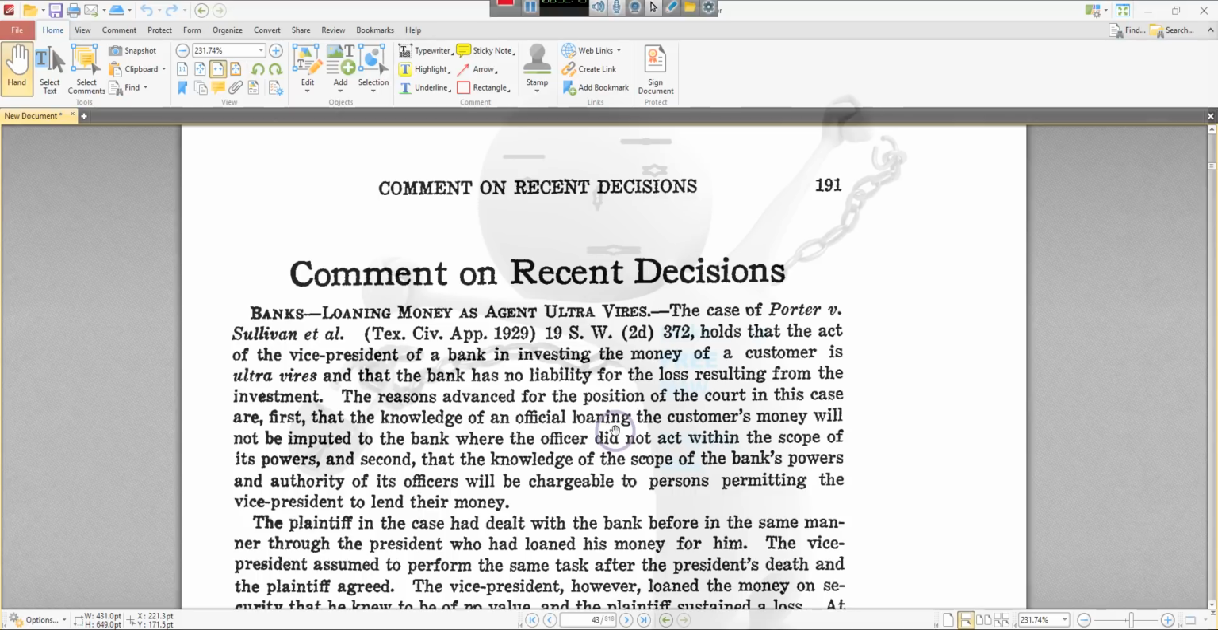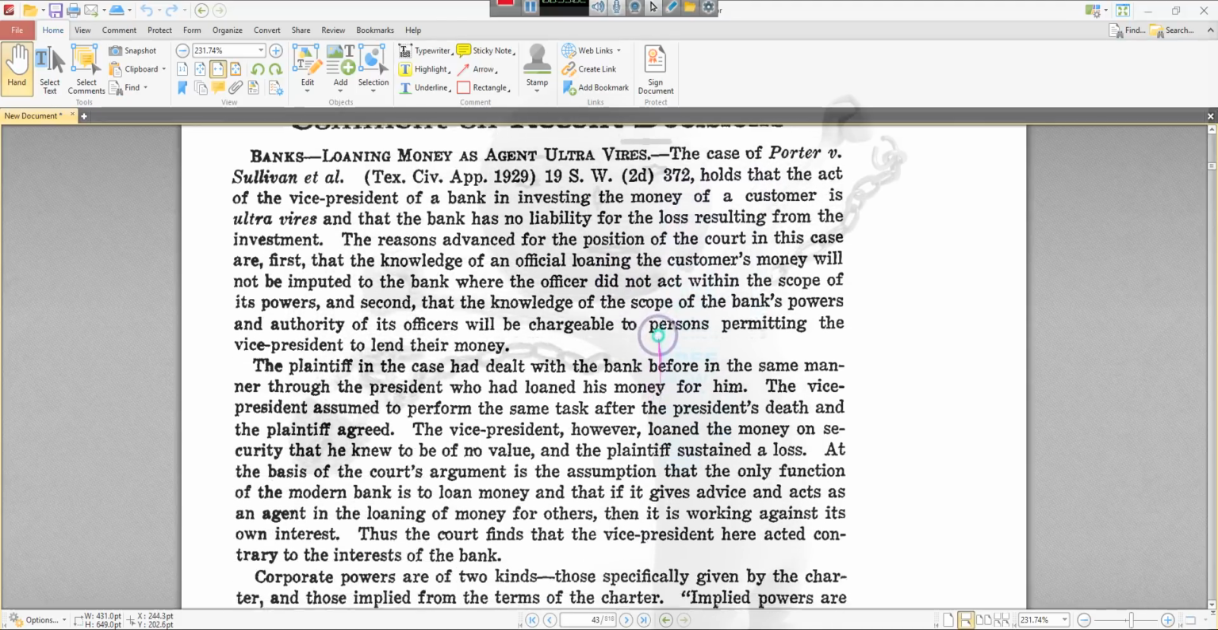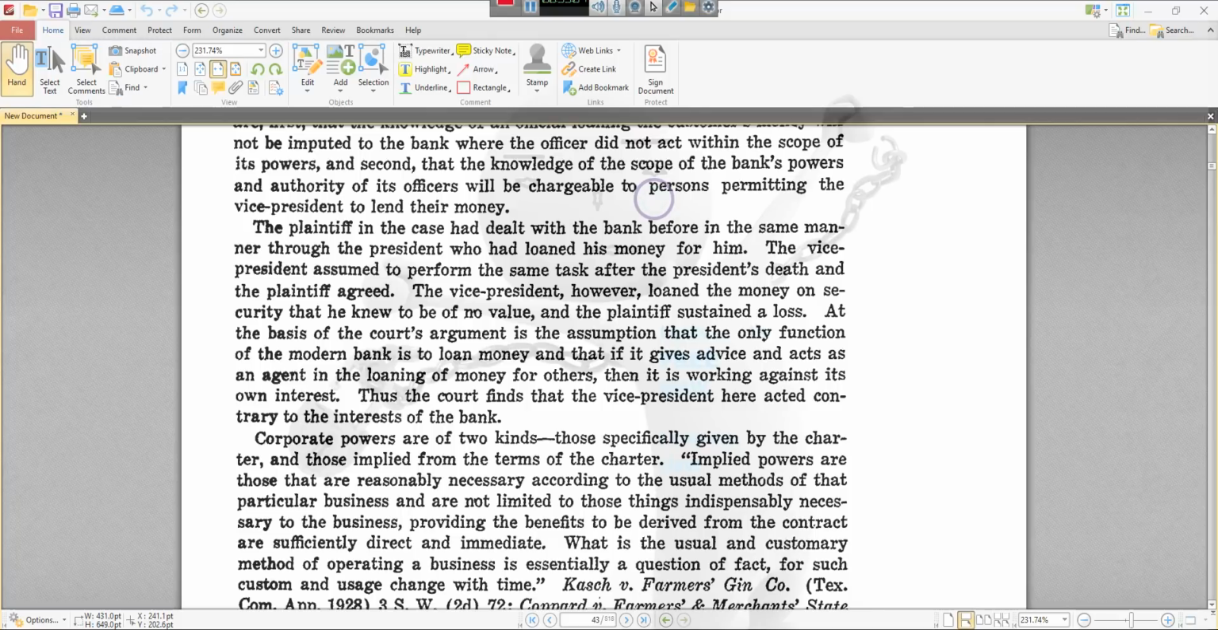The reasons advanced for the position of the court in this case are, first, that the knowledge of the official loaning the customer's money will not be imputed to the bank where an officer did not act within the scope of its powers, and second, that the knowledge of the scope of the banker's powers or the bank's powers and the authority of its officers will be chargeable to the person permitting the vice president to lend their money.